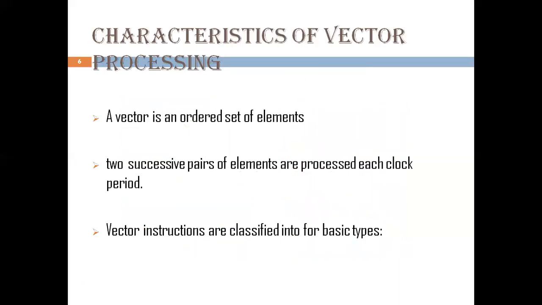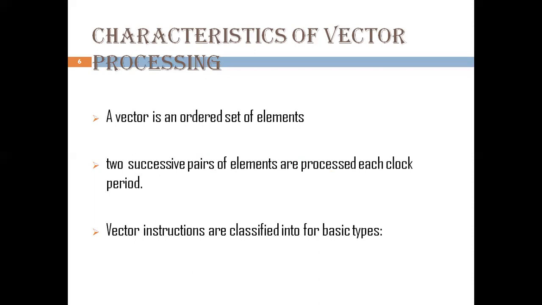Now the characteristics of vector processing. A vector is an ordered set of elements. A vector operand contains an ordered set of n elements, where n is called the length of the vector. Each element in a vector is a scalar quantity, which may be a floating point number, an integer, a logical value, or a character. In vector processing, two successive pairs of elements are processed each clock period.